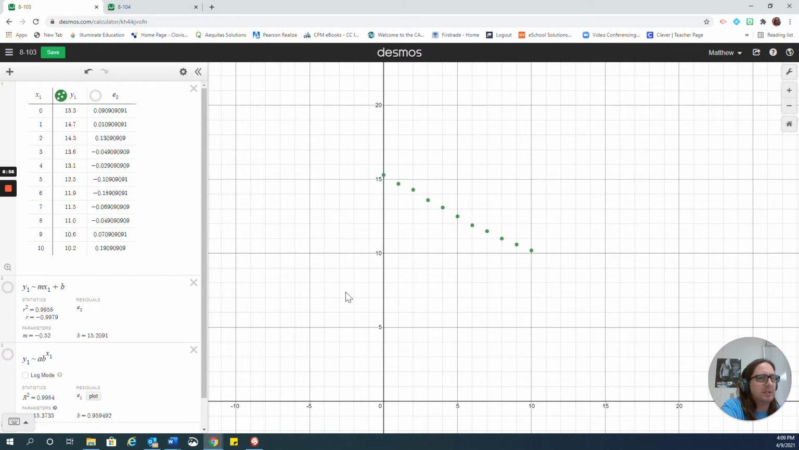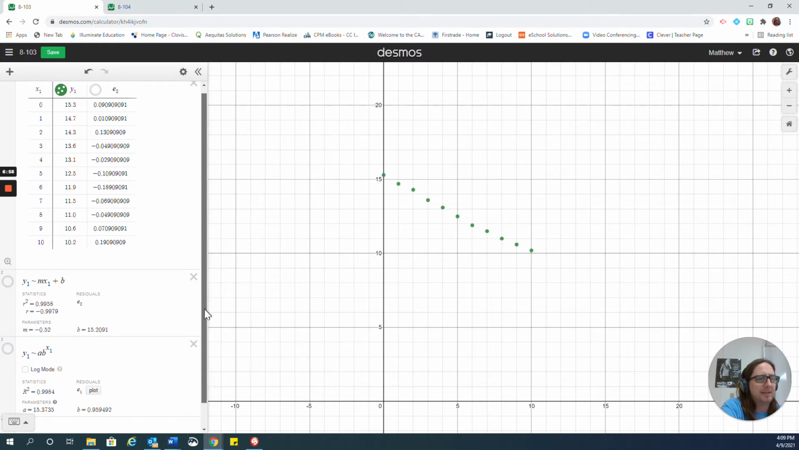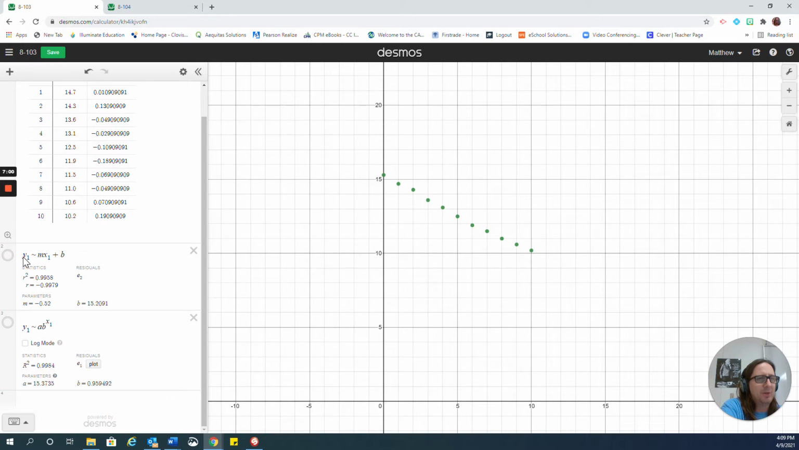So I've taken away the line. And now what I'm going to do is make an exponential equation. Well, remember how we did y1 tilde mx1 plus b? Well, now we're going to use the exponential equation where our variables of y1 and x1 are still there, but now we're going to use the parameters of a and b. So we're going to do y1 tilde ab to the x1. All right, so let's see what that looks like.